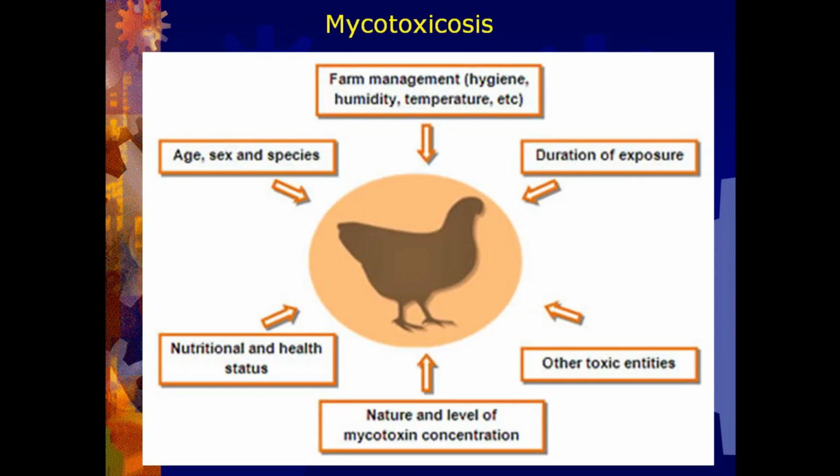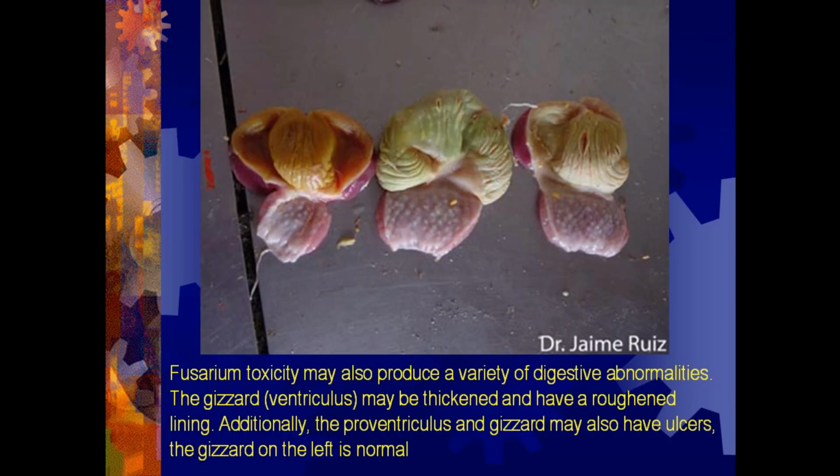So this all is the summary of the factors that can affect the mycotoxicosis severity. From the farm management, age, duration, nutrition, and also nature and level of mycotoxin concentrations. Just remember here, the level of mycotoxin concentration is very important in causing the severity of mycotoxicosis.